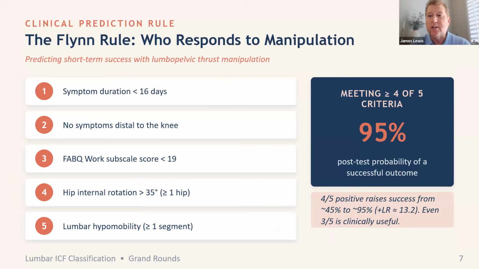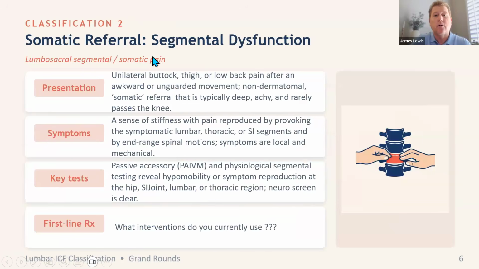Have you heard of the Flynn rule? Anybody heard of that one? It's the article written by Flynn that talks about who's going to respond to manipulation. Okay, so our category here is somatic referral. Maybe a secondary category might be segmental dysfunction.